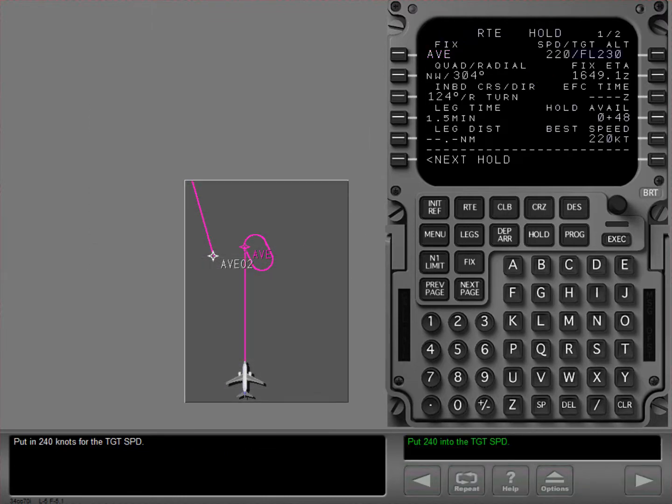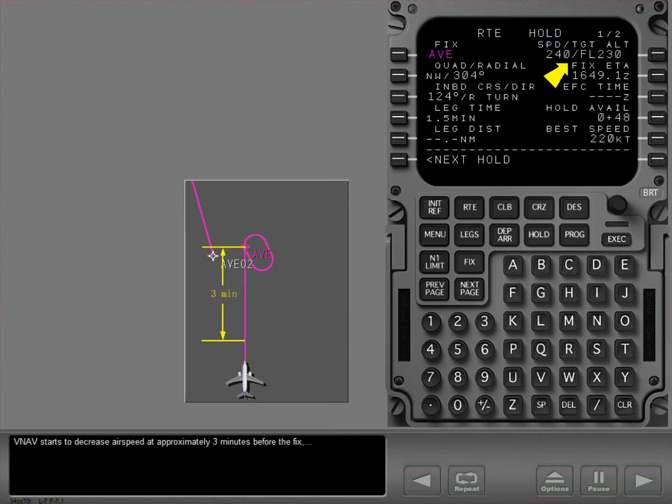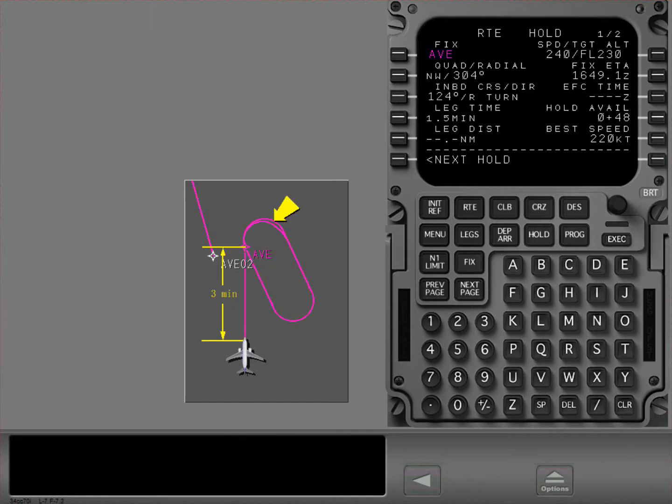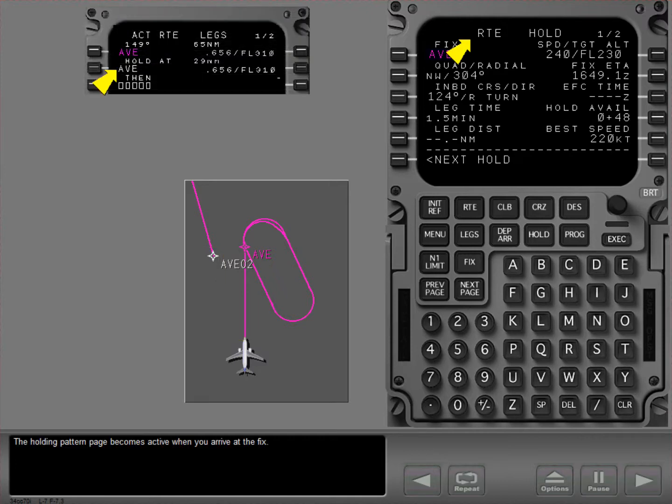Put in 240 knots for the target speed. Execute. VNAV starts to decrease airspeed at approximately 3 minutes before the fix, and the holding pattern becomes normal size. The holding pattern page becomes active when you arrive at the fix.